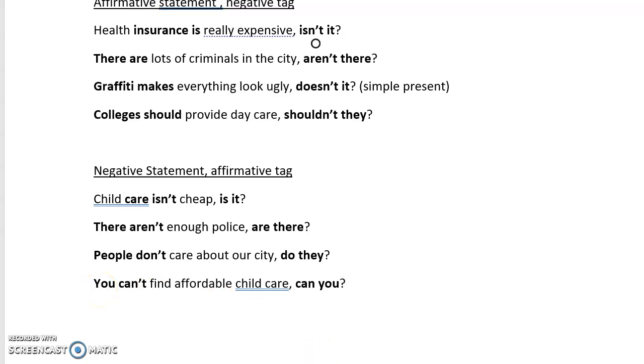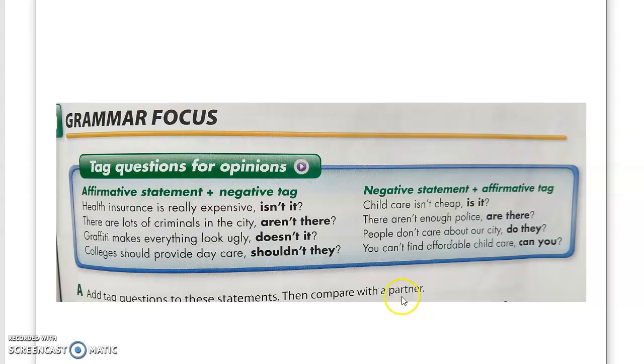So let's go back to the book page. And those are all of the sentences that I just did, but I tried to show you how the tag question was formed. I hope that helps you, and I will talk to you next time.